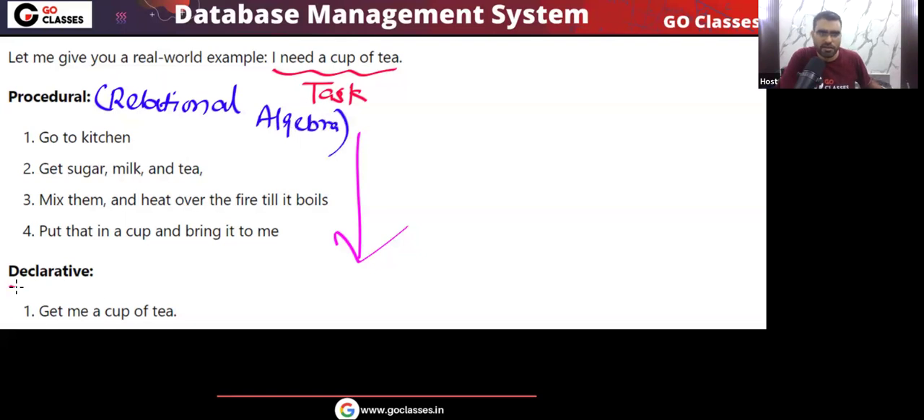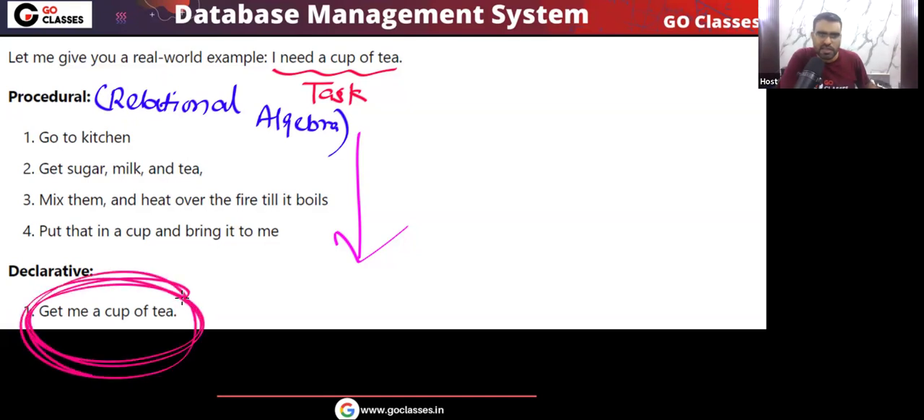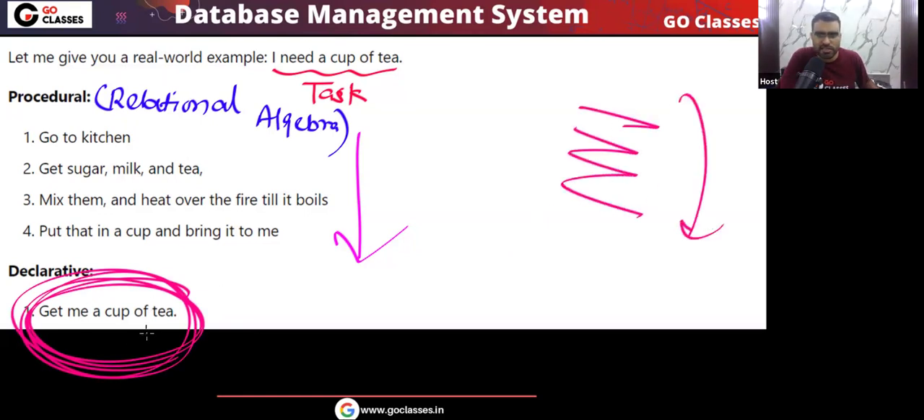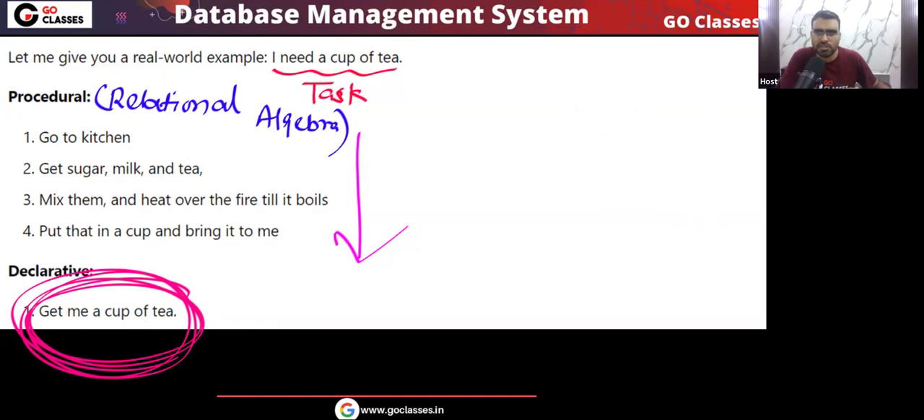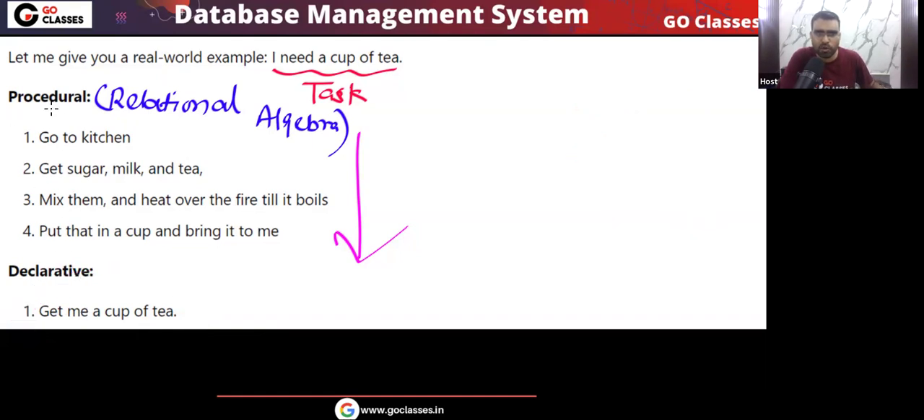And in the declarative language, we just specify what we want. We don't care how to get the result. We will just specify, get me a cup of tea. Now we don't care how the person does it, what steps are taken to get this task done. We don't care. So this is the very simple point: declarative and procedural.